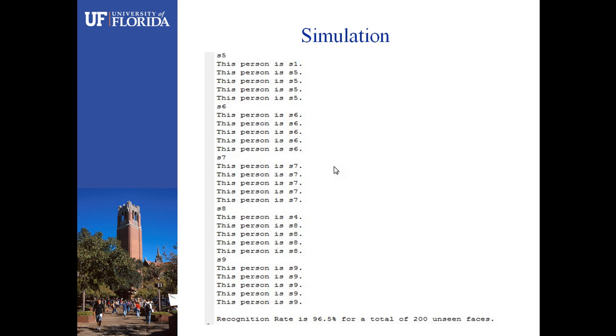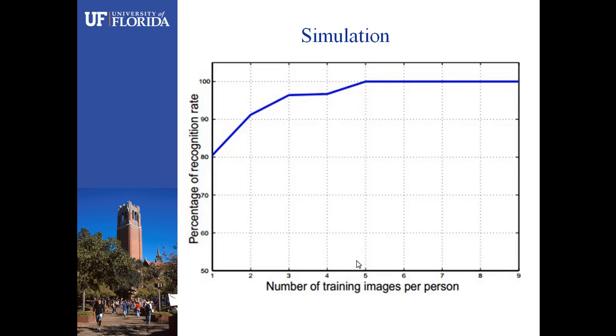Now let's go back to the slides. As this figure shows, as the number of training images per person grows, the recognition rate becomes closer to 100%. But in practice, it is normally impossible to get a 100% recognition rate.